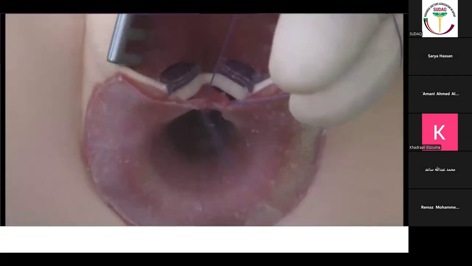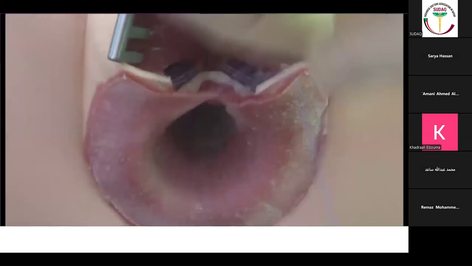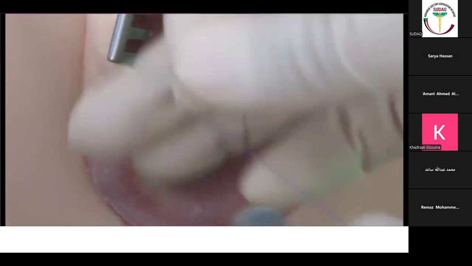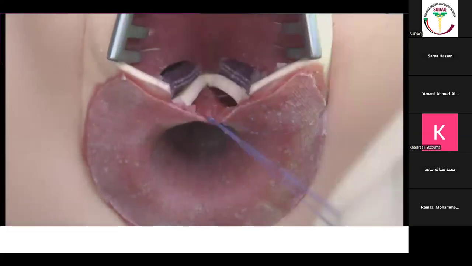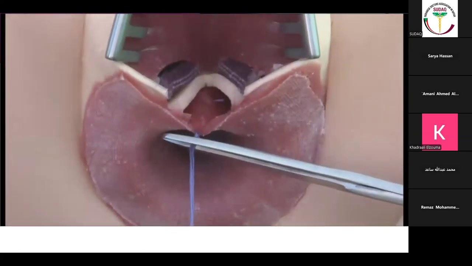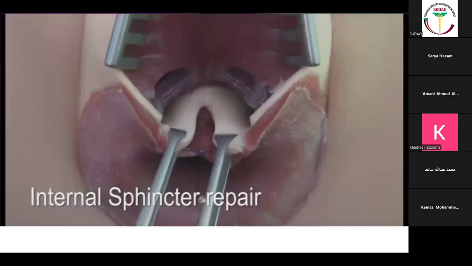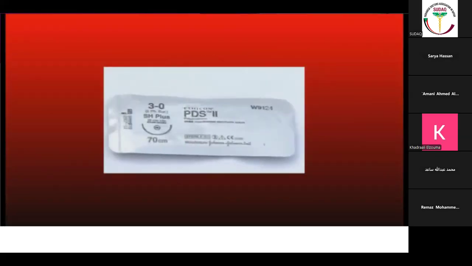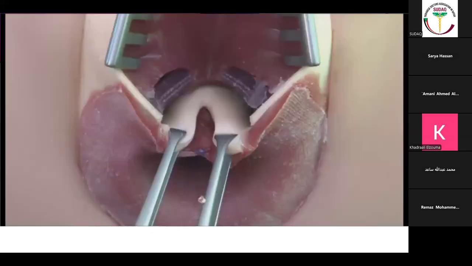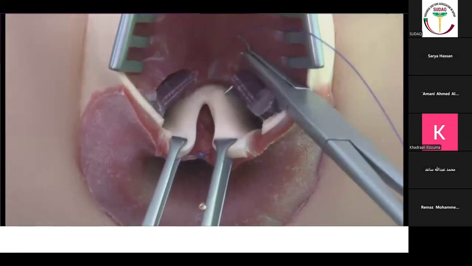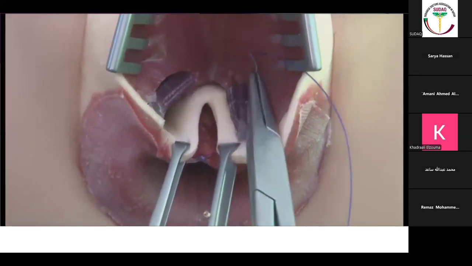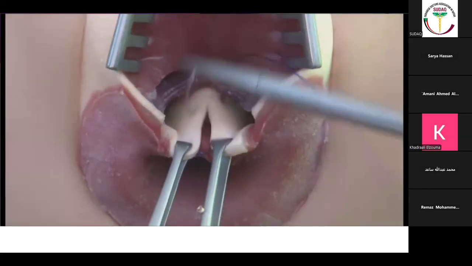Suturing is continued up to the anal verge and a knot is tied. The anal sphincters are repaired using a delayed, absorbable monofilament suture, such as PDS 3-0. The torn edges of the internal sphincter are then grasped with Alice tissue forceps, and mattress sutures are inserted, commencing at the apex of the tear.